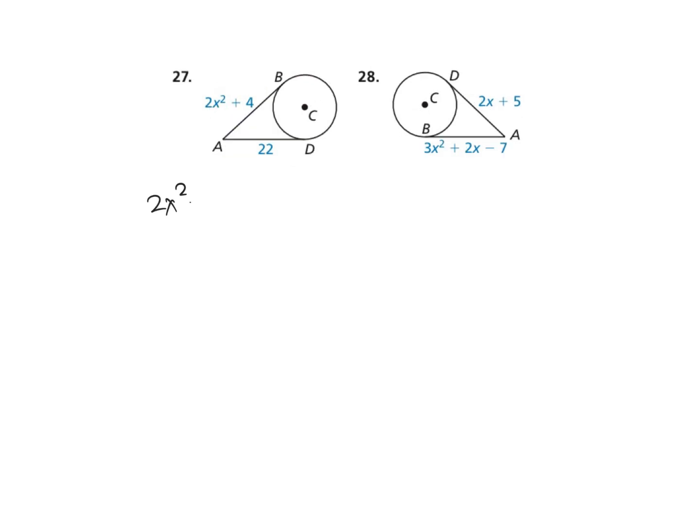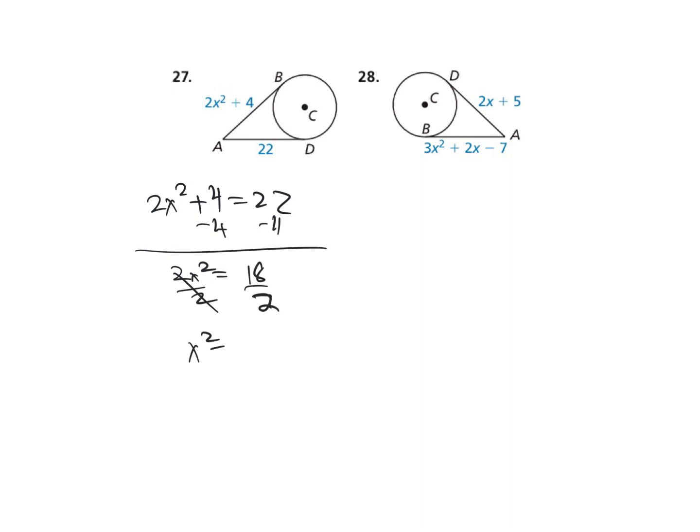Again, now we have a squared value equals 22. So we're going to subtract 4. Just do your algebra. 2x squared equals 18. Divide off the 2. x squared equals 9. So x equals 3. Positive or negative 3, but a negative 3 is not going to help you here.